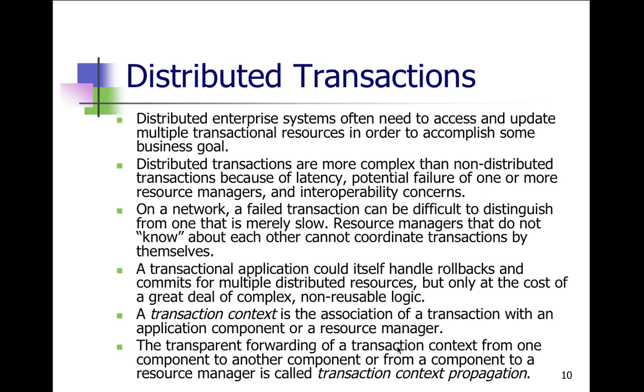So a transactional application could itself handle rollbacks, commits, and multiple distributed resources, but only at the cost of dealing with complex situations and non-reusable logic. If each one of the transactions on a local level dealt with it, you'd have a lot of repeated functionality. As an example, if the ATM machine was doing all of the transaction management for all of the other components of the system, it would be bogged down and constantly checking: is the network still up? Yes, it is up. Okay, good. Did that work? Did you work?